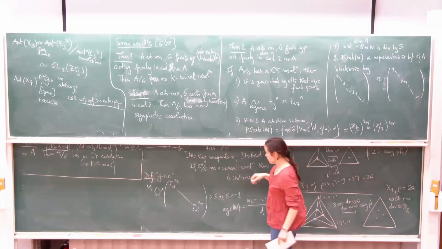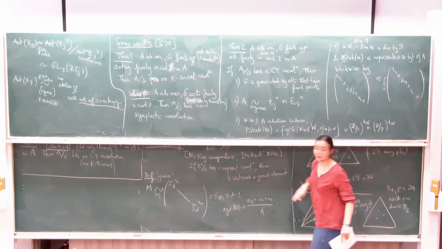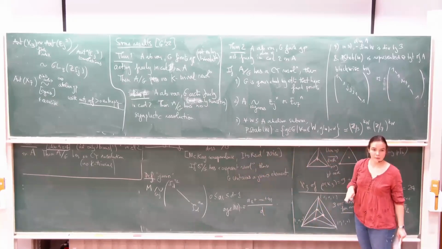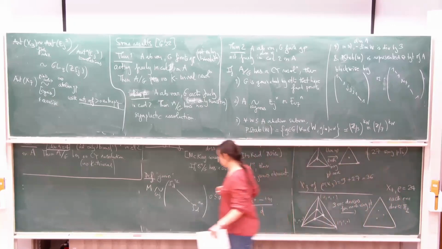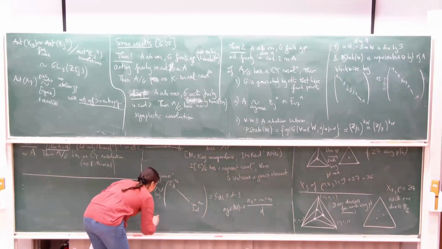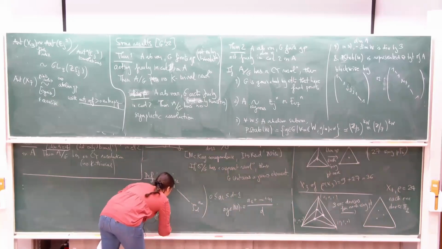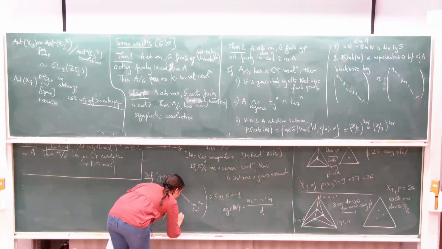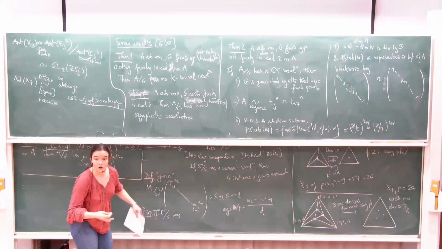Well, the point is that you actually don't just need one junior element to have a crepant resolution. You can improve their result a little bit. If this has a crepant resolution, then actually your group must be generated by junior elements.